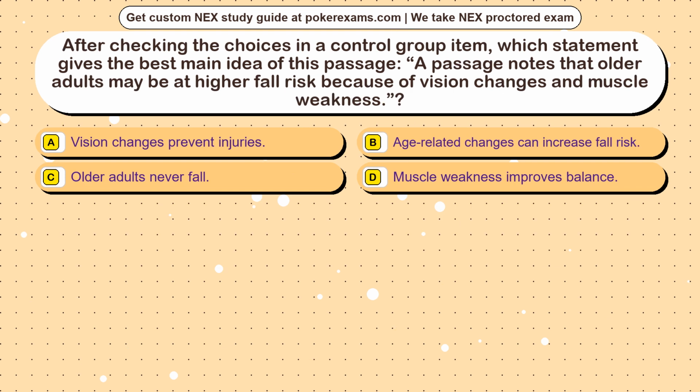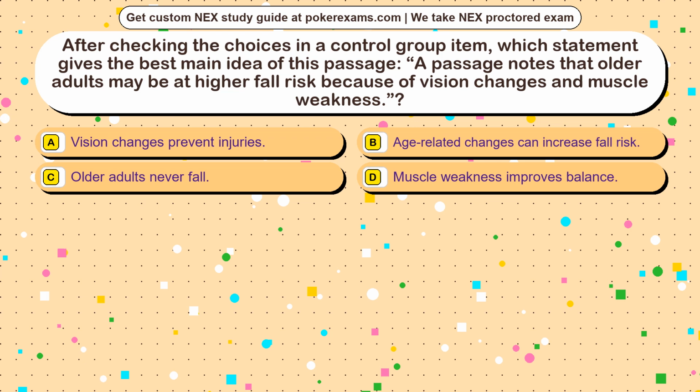Question 3. After checking the choices in a control group item, which statement gives the best main idea of this passage? A passage notes that older adults may be at higher fall risk because of vision changes and muscle weakness. Option A. Vision changes prevent injuries. Option B. Age-related changes can increase fall risk. Option C. Older adults never fall. Option D. Muscle weakness improves balance.